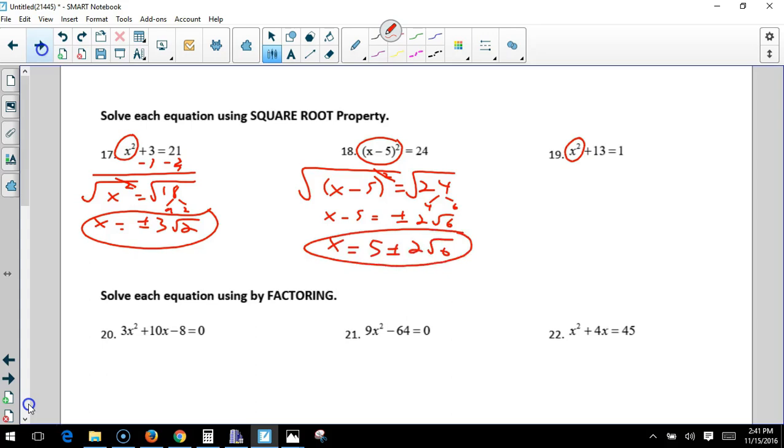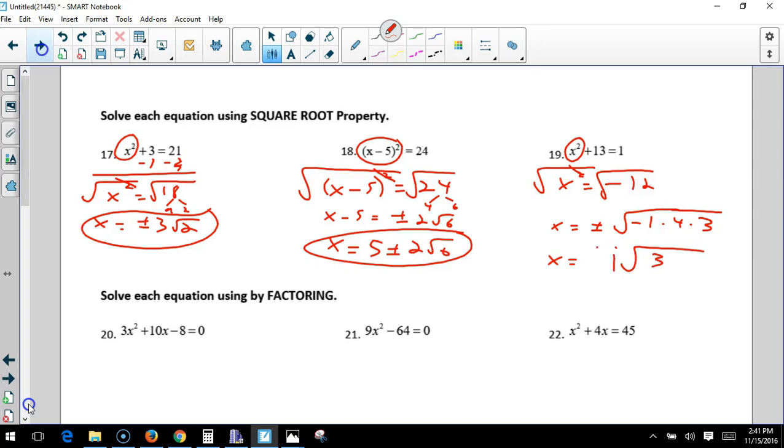Okay, x squared plus 13. I need to move the 13 over by subtraction. That's going to give me a negative number. But that's okay now, because we know how to deal with negative numbers. This is going to be x equals plus or minus square root. I want to break this one down. Baby steps. Negative 1 times 4 times 3. X equals. There's my radical. The 3 is going to stay inside. The negative 1 is going to come out as an i. Square root of 4 is a 2, and then we put our plus and minus. 2i, square root of 3.